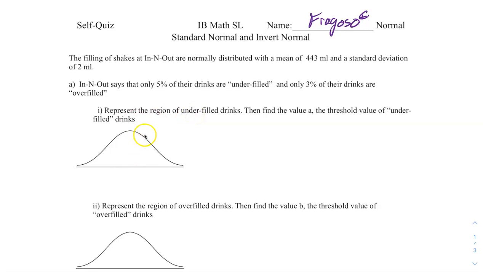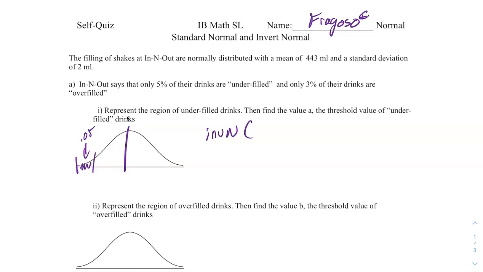So we're going to do underfilled here, right? So here's my mean, 443. Underfilled is 5%. Remember, underfilled is on the left-hand side, so you start on the left-hand side and go about 5%. That'd be 0.05, right? Not 0.5, 0.05. I have the percentage, so if I want to find that threshold, we're going to do inverse normal.